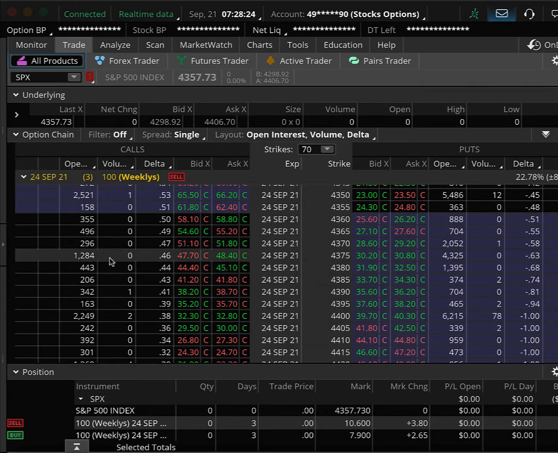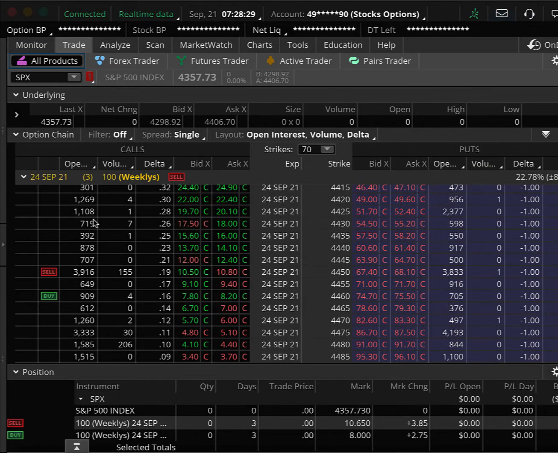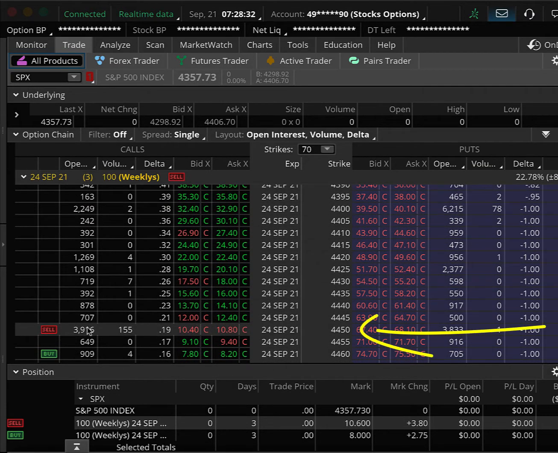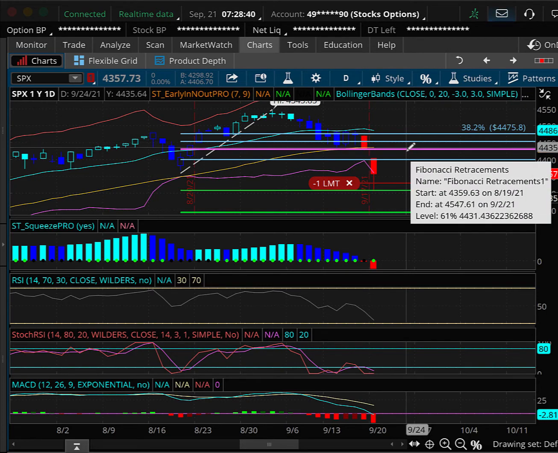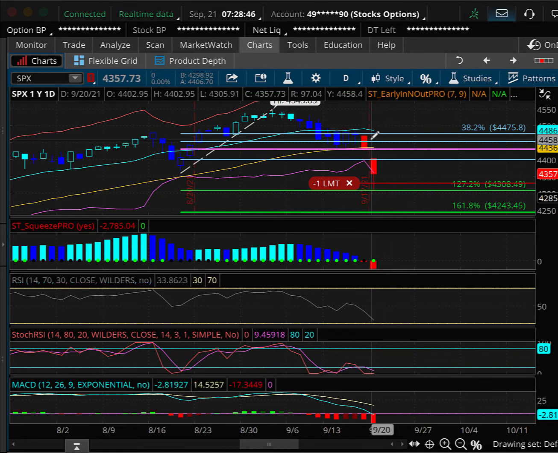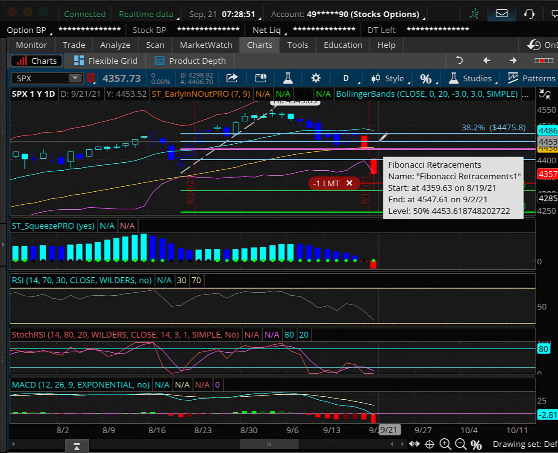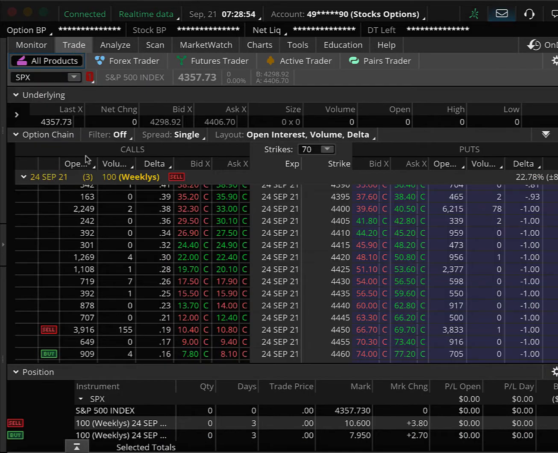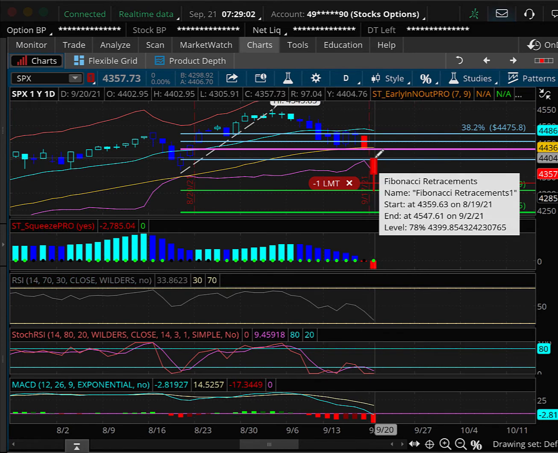We have 4,400, but the next biggest level was this one here, 3,900 at 4,450. Let's look at where 4,450 coincides. It coincides right here at this level. And then there was another level here, 4,400, which coincides with about the top of this candle.